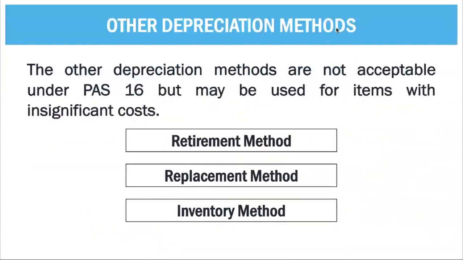Other depreciation methods. The other depreciation methods are not acceptable under PAS 16, but may be used for items with insignificant cost. So normally when we say insignificant cost, these are immaterial items. So first, retirement method. You will only place depreciation when the asset is retired. Okay, so if you will not make use of that asset already, you provide a depreciation. Replacement, you place a depreciation once you replace a particular asset. You will record the depreciation once you replace a particular asset.